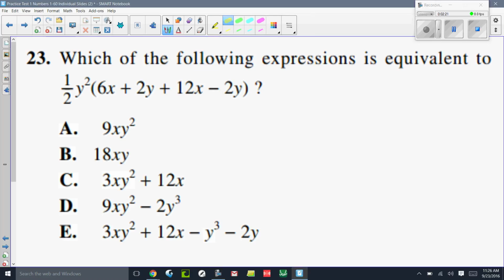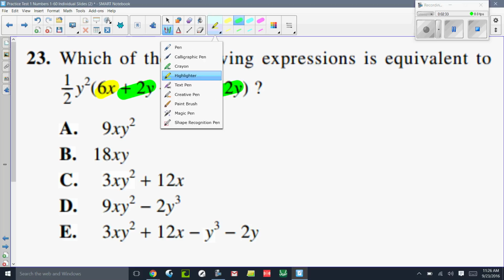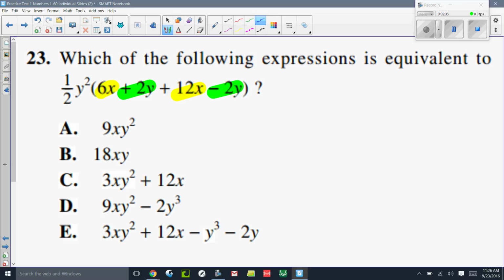The first thing I'm going to do here is combine like terms within the parentheses. Inside parentheses, we can combine 6x with 12x, as well as a positive 2y with a negative 2y. Net positive 2y, negative 2y, including these signs helps us see that these cancel out. 6x and 12x becomes 18x. So the expression we have after simplifying or combining like terms is 1/2 y squared, and inside parentheses we would still have 18x. 6 plus 12 is 18.